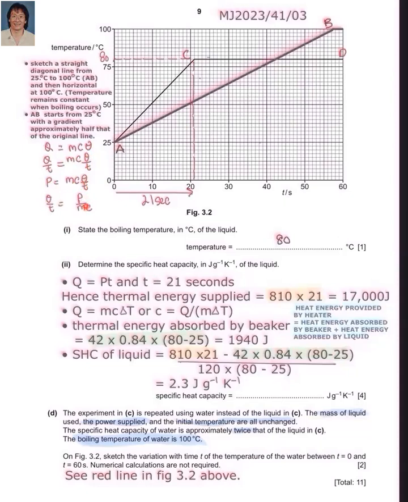But it's given to you that the power and the mass of the water is the same as the mass of the liquid. So P and M are constant. Theta over T is the gradient of the line, either AC or AB. So the gradient of the line is inversely proportional to the specific heat capacity, which means that if the specific heat capacity for water is doubled, the gradient will be half. This is why you draw a straight line AB with half the gradient of AC.